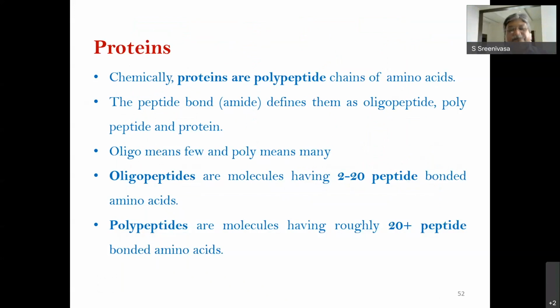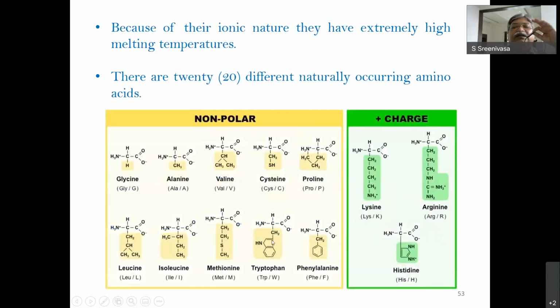Proteins, chemically, are polypeptide chains of amino acids. This peptide bond defines them as oligopeptide, polypeptide, etc. Oligo means few. Oligopeptides are molecules having 2 to 10 peptide linkages. Then polypeptides will have more than that. Based on the molecular weight, we classify them as peptides and proteins.